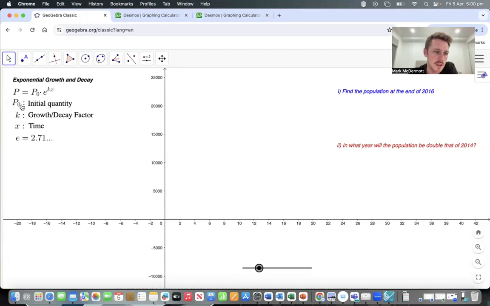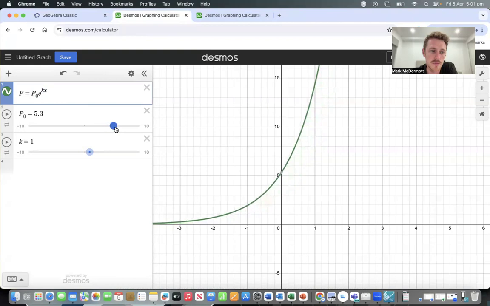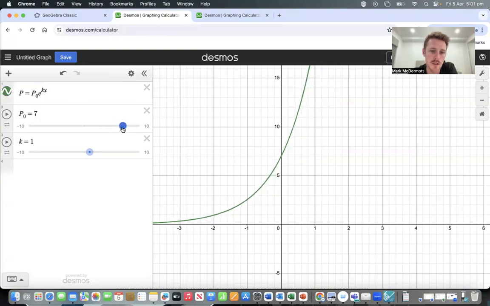So this formula, before we try a problem, let's just see if we can make some sense of it in terms of a graph. So if we look here, we've just got the formula here. We've got sliders for P naught and K. So you notice as we change the P naught value, that's just changing our initial value. That P naught value tells us what is the initial starting population, because that's when X is 0. And remember, X is time. So if I made P 7, my population of rabbits or whatever it might be starts out at 7 when time is 0.